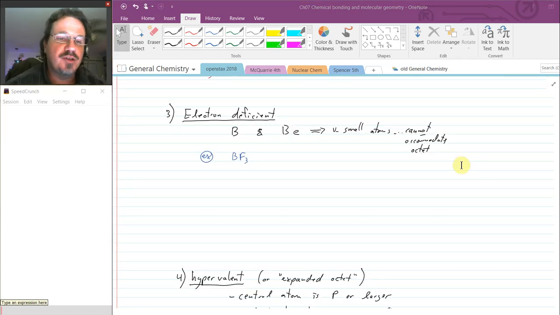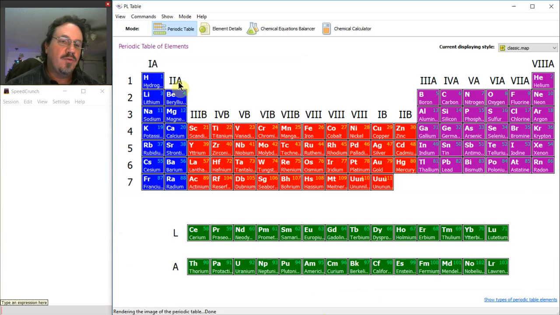The third exception to the octet rule is called electron deficient molecules. This is where the atoms are just too small. They just don't have enough electrons to make it up to an octet, no matter what. This really only happens with two elements, boron and beryllium. If you look at the periodic table, beryllium is over here, number 4, only has 4 electrons to its name, and boron over here, number 5.